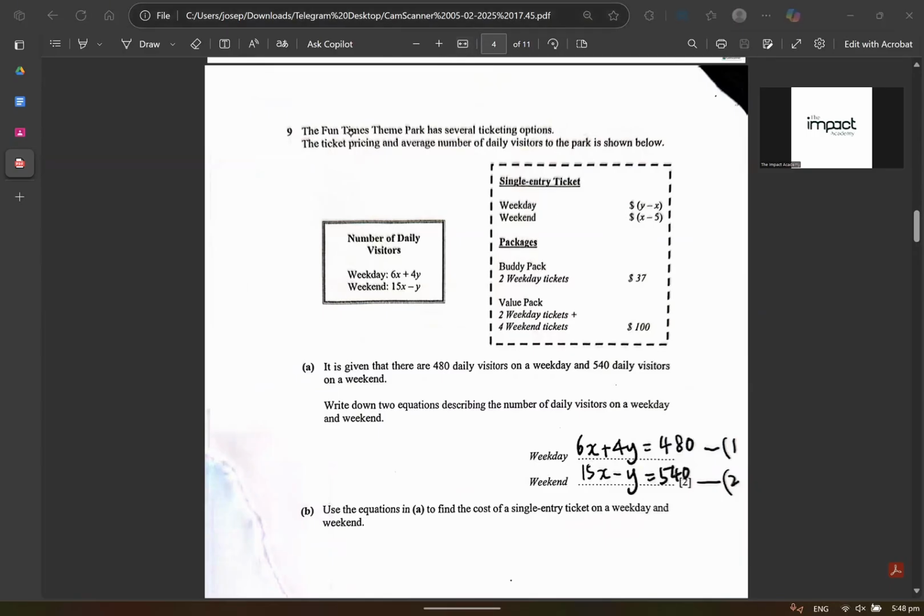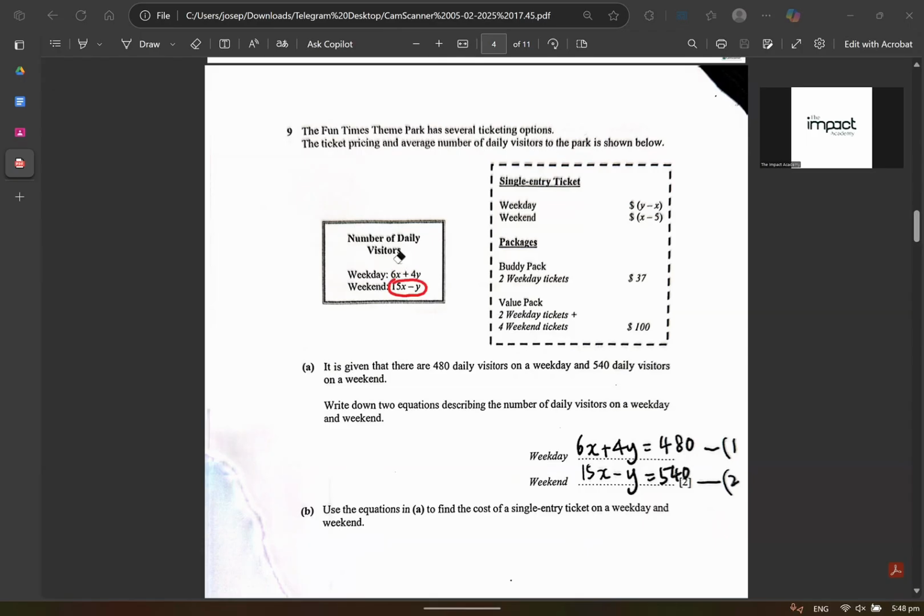The Fun Times theme park has several ticketing options, right? And they say that the ticket pricing and average number of daily visitors to the park is shown. So they're telling you, okay, weekday you will see 6x plus 4y, but nobody communicates in that. You get what I'm trying to say? And nobody says, hey, today I have 6x plus 4y. So your job is to later find out what is x and what is y. Make sense? Okay, weekend, we know it's 15x minus y.